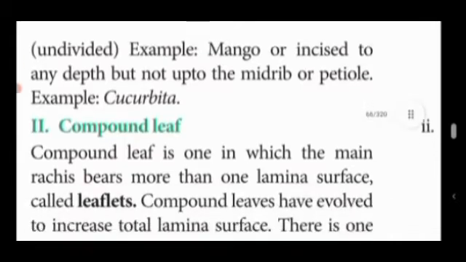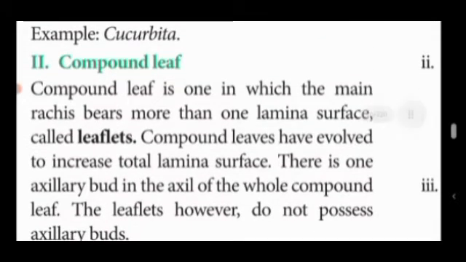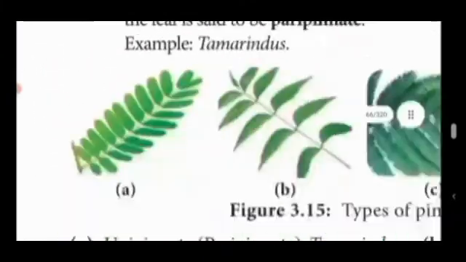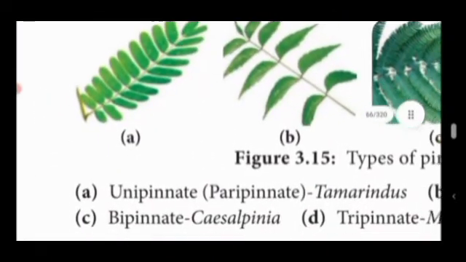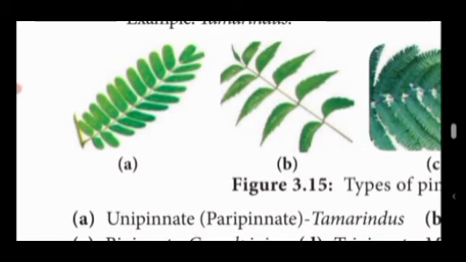A compound leaf is one in which the main rachis, the stalk of a compound leaf, bears more than one lamina surface, called leaflets. Compound leaves have evolved to increase the total lamina surface. The axillary bud is in the axil of the whole compound leaf, that is, the bud arises from the base of the rachis. The leaflets do not possess any axillary buds.